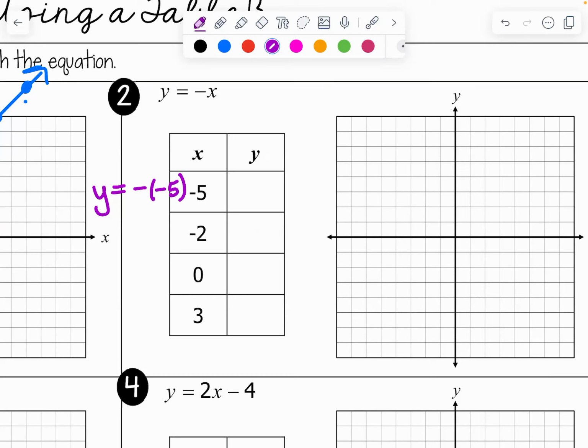Well, what happens if I have -5? It's a +5. So if y equals -x, I'm going to replace x with a -2, and remember, let's do this using parentheses. -2 becomes what, Tony? Just a 2.